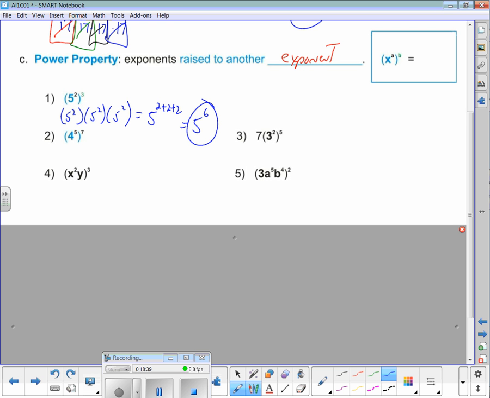But we have a shortcut. We have a shortcut. And we all remember that x to the a to the b is x to the a times b. Just remember you are multiplying. You multiply the exponents.